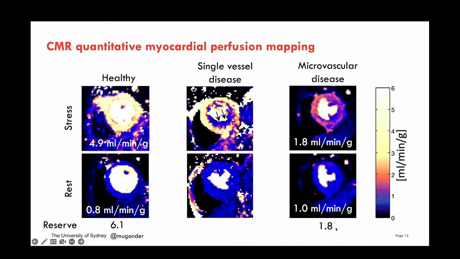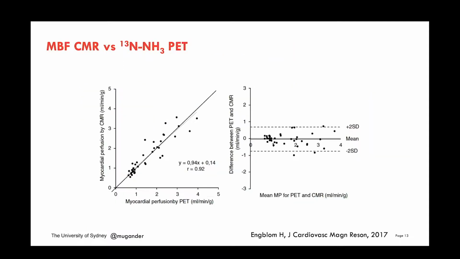So that's the kind of images we can get now routinely in clinical practice. No need for any kind of sophisticated manual post-processing. It's all fully automated and quantified at the time of scanning in quite optimized clinical workflow software that's now available. It's been validated to agree nicely, in this case with ammonia PET, with low variability and low bias.